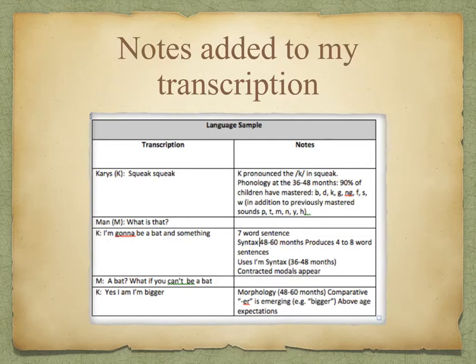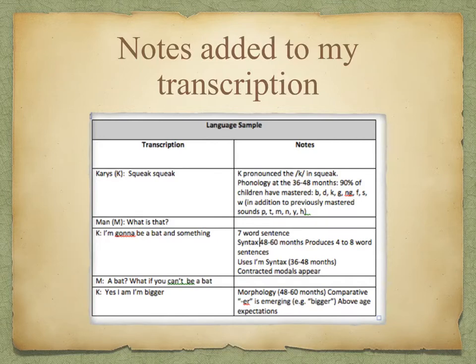Looking at the 36 to 48 month age level, because Kay is 3 years old, I noticed first with her first utterance of "squeak, squeak" that she pronounced the k in squeak, and that was phonology at that age level. I copied directly from the document and put in that 90% of children have mastered the list of sounds there.